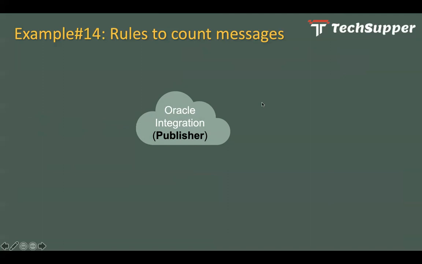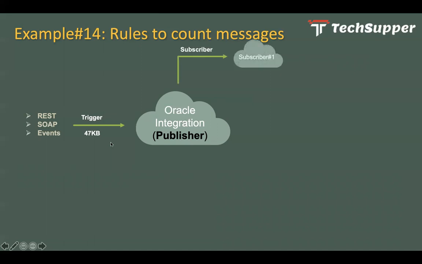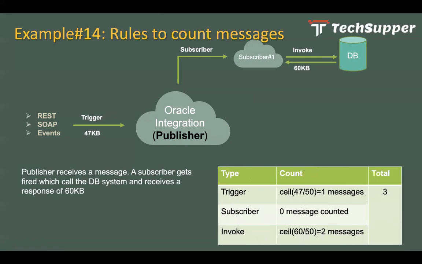Example 14, the last example here. Again, a publisher example, 47 KB in the trigger. You call the subscriber, which will be fired automatically. And here you are receiving a response of 60 KB. So in this case, 47 KB means one message, and for the 60 KB, 2 messages, and in total 3 messages. So these are the various examples.